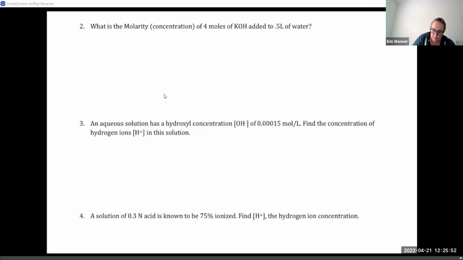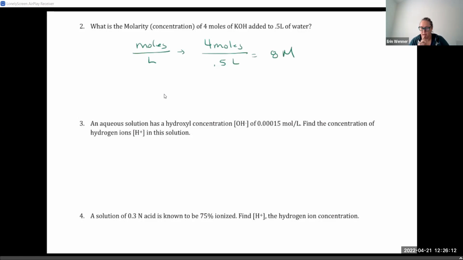So molarity, remember, we're taking our moles and dividing it by liters. So we're going to take 4 moles and divide it by 0.5 liters, which gives us 8 for our molarity.